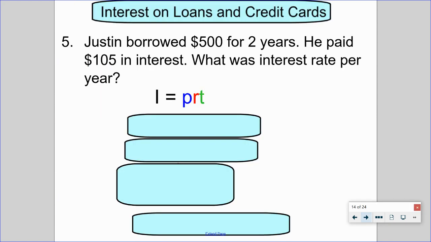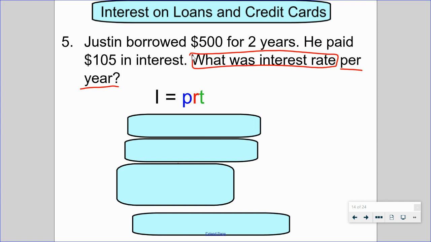I would like to do one more example, and I find this one to be quite challenging. Justin borrowed some money, $500, for 2 years, and paid $105 in interest. What is the interest rate?